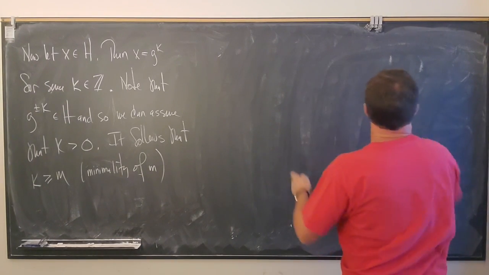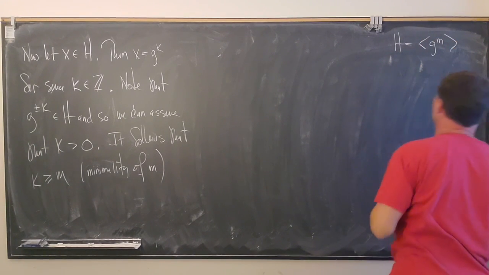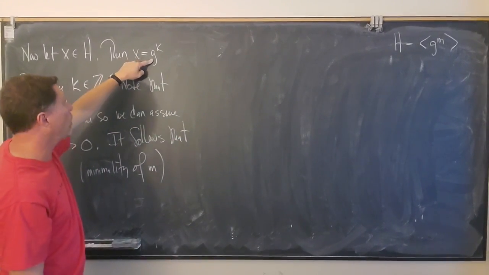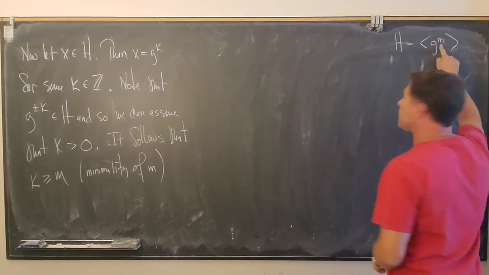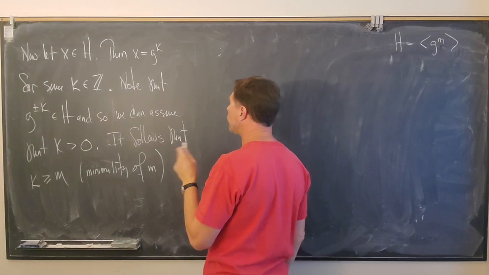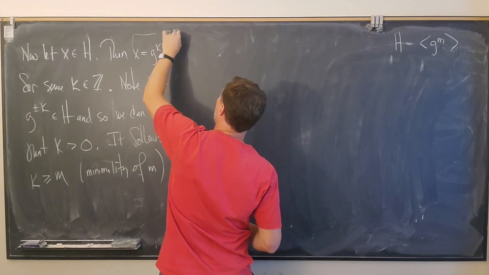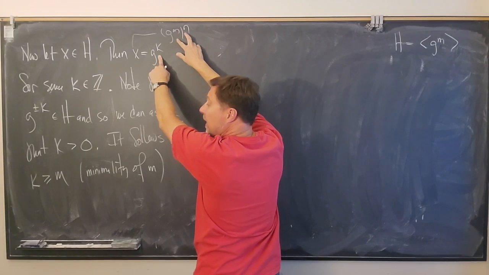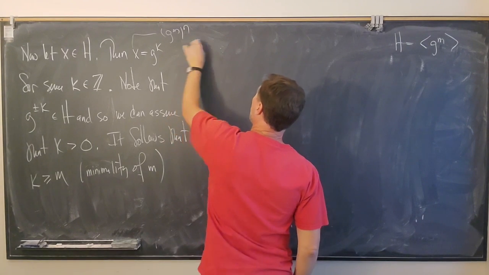And what am I trying to do? So let me just remind you over here. We're trying to show that H is equal to the subgroup generated by g to the m. Which means, right, we know that x equals g to the k. What we need to do is show that k is a multiple of m. Right? So that's our job. What we really want is for x to be g to the m raised to the n. So I need g to the k to equal g to the m times n, which means that I need k to be a multiple.